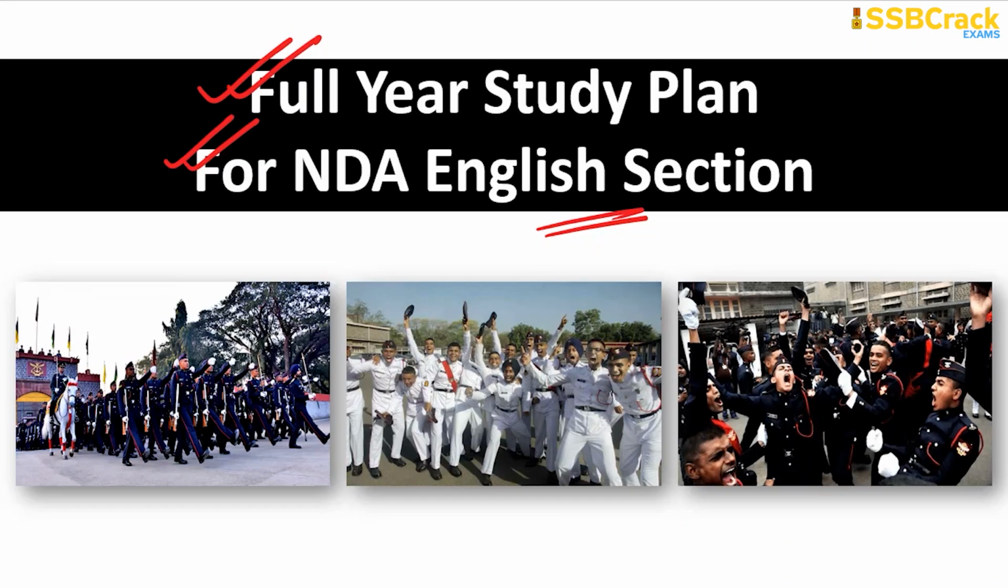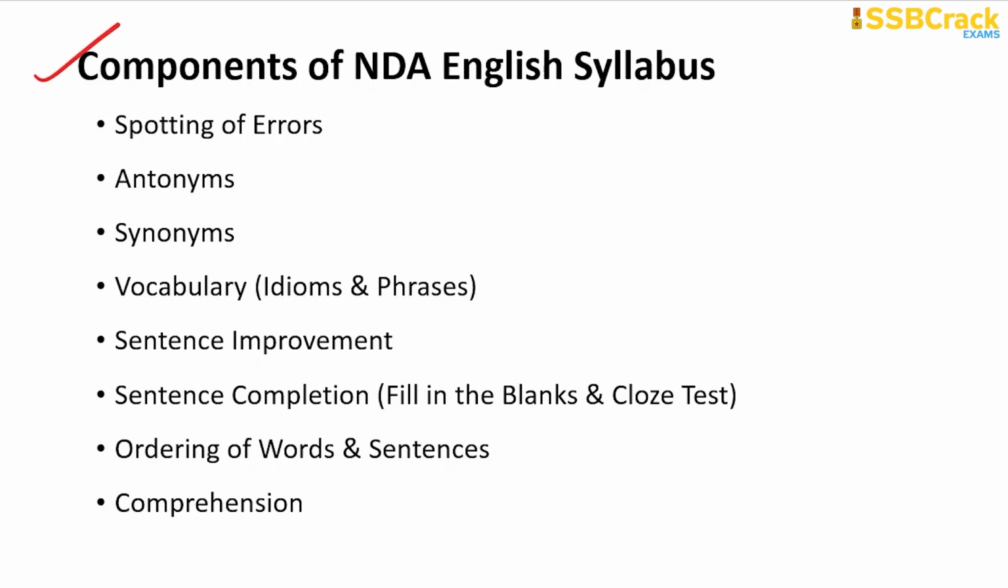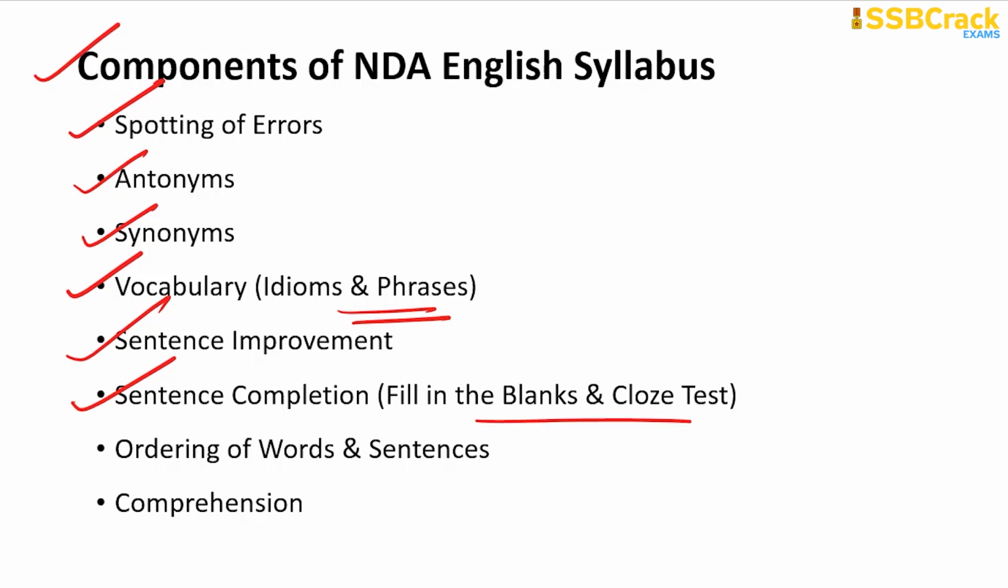So let's start with the components of the NDA English syllabus. You must know the important topics that you need to cover for the NDA English section. Starting with spotting of errors, then you need to cover antonyms and synonyms. Under vocabulary, mostly idioms and phrases questions come. Then you also have to cover sentence improvement. Then sentence completion, which comes in the form of fill in the blanks or cloze test, sometimes both. Ordering of words, ordering of sentences, and comprehension. These are the topics you need to cover in order to answer all the questions in your NDA English section.